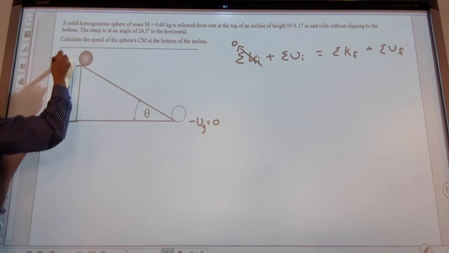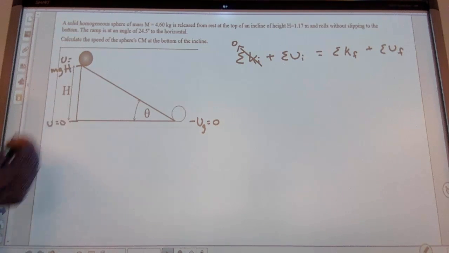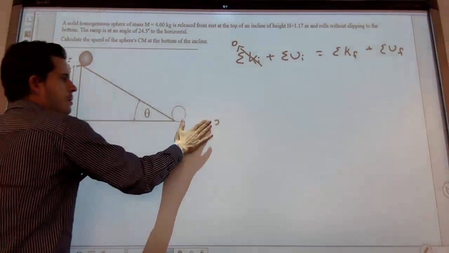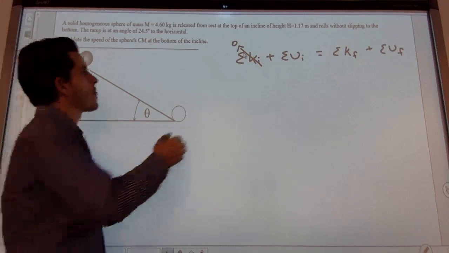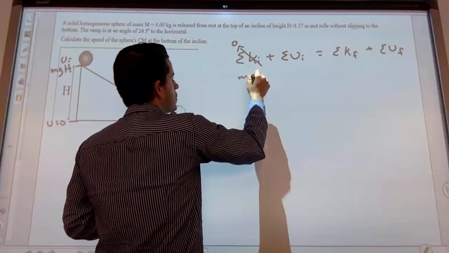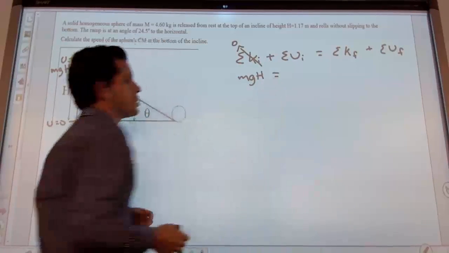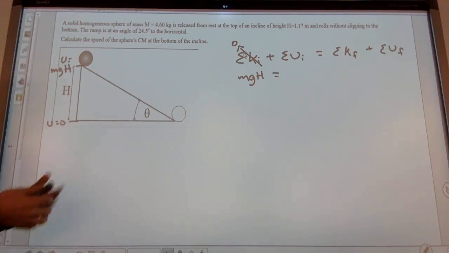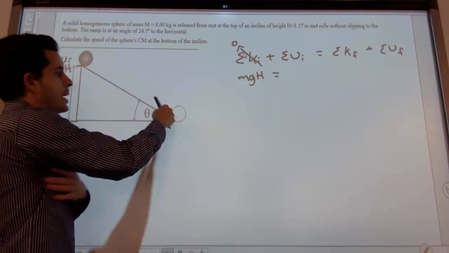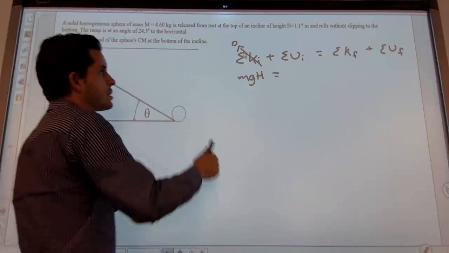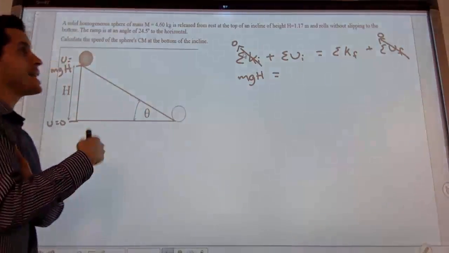So over here, U is going to be equal to mgh, where h is the height. Does that make sense? For the potential energy? So it starts with that much potential energy, mgh initially. There's no spring in this problem, so there's no other type of potential energy. It's all gravitational. In the end, it's going to come all the way down to what we call the 0 mark. So it's going to have no potential energy in the end.